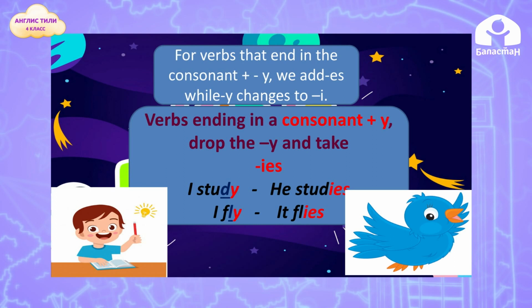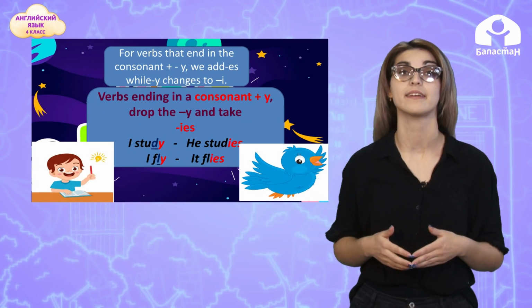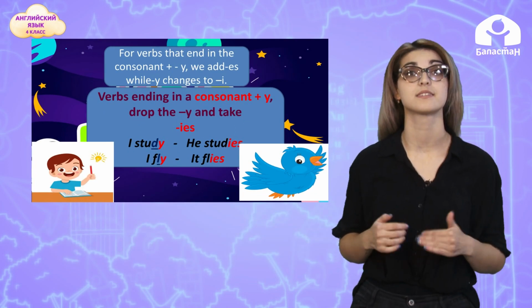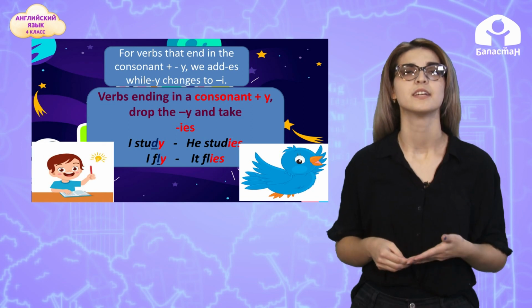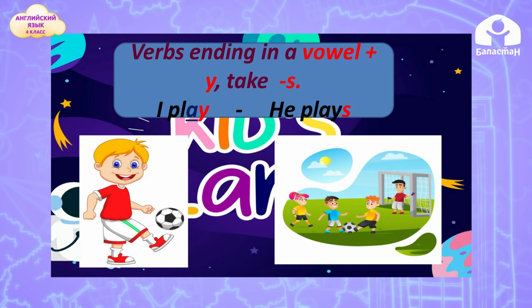I watch, she watches. For verbs that end in a consonant plus y, we drop the y and add ies. For example, I study, he studies, it fly, it flies. Verbs ending in a vowel plus y take s. For example, I play, he plays.